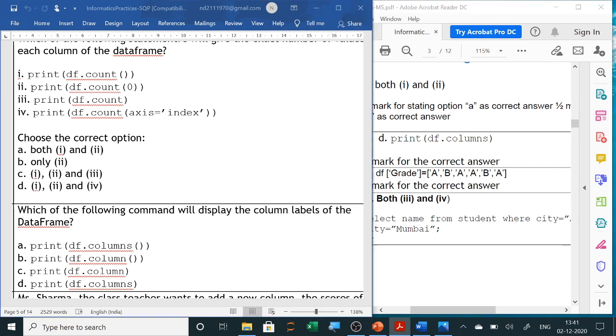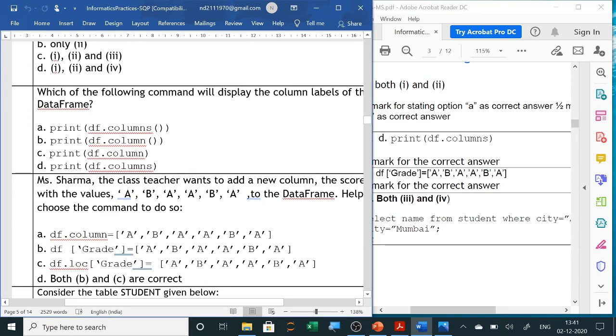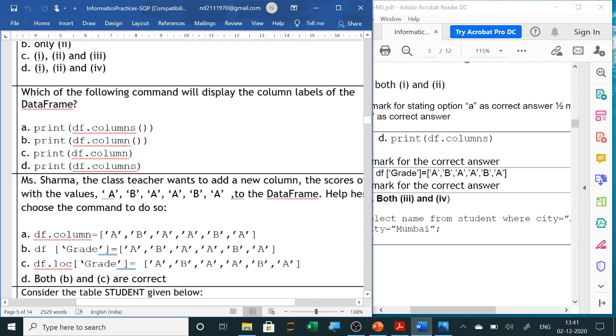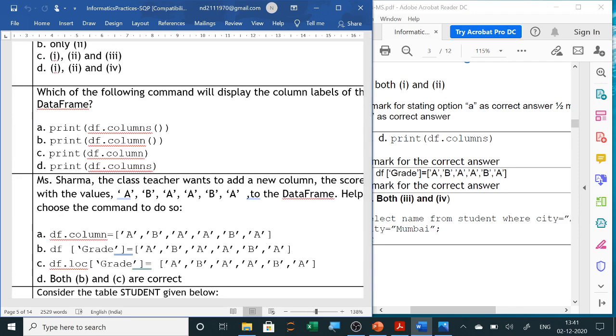Now the next one: which of the following commands will display the column labels of the data frame? To see the column labels we are using df.columns without parentheses. So here the D option is correct, that is print df.columns. Be careful. Like in the last class and with lists, where we were using shape and size, we were not using parentheses. So here also, to find out the column labels we are using only columns. The parentheses are not used. So here the D option is correct.